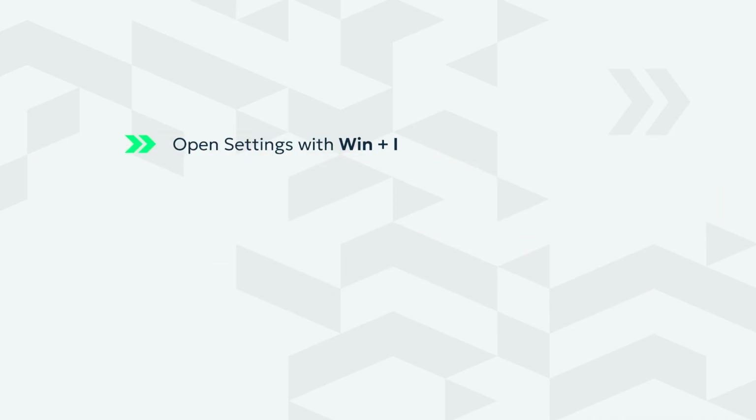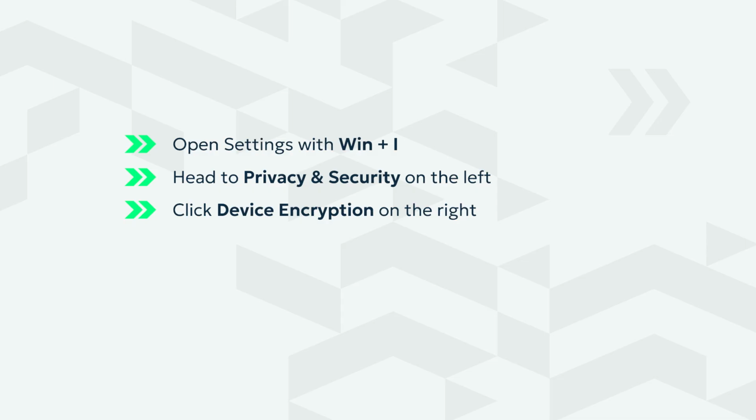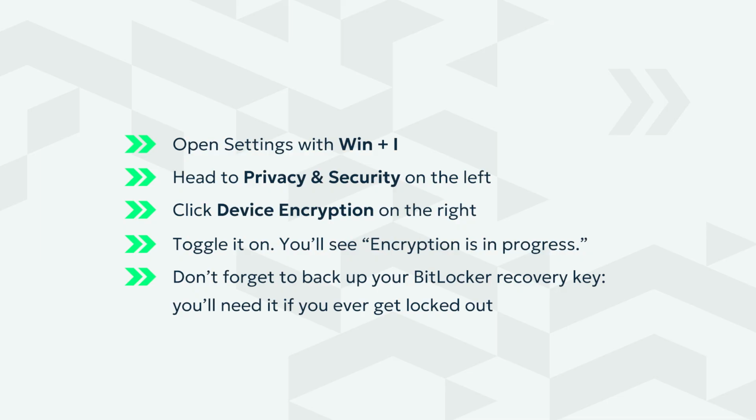Open Settings with Win+I, head to Privacy and Security on the left, click Device Encryption on the right, toggle it on. You'll see encryption is in progress. Don't forget to back up your BitLocker recovery key. You'll need it if you ever get locked out.